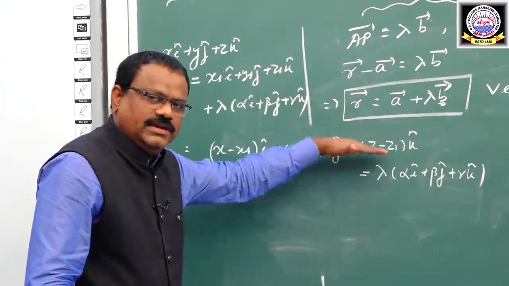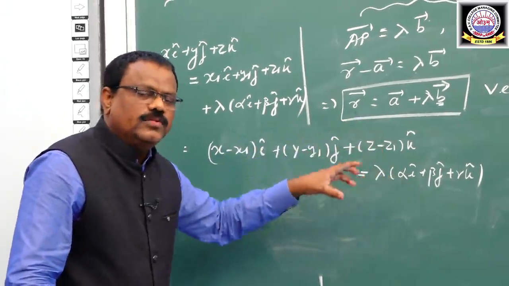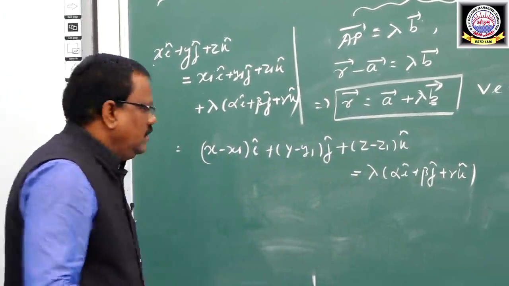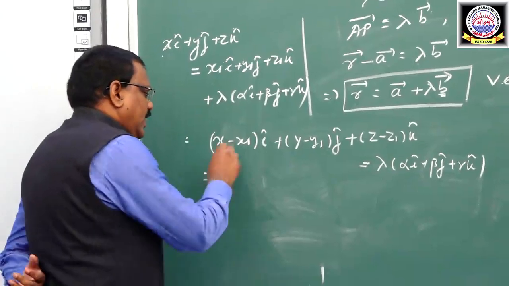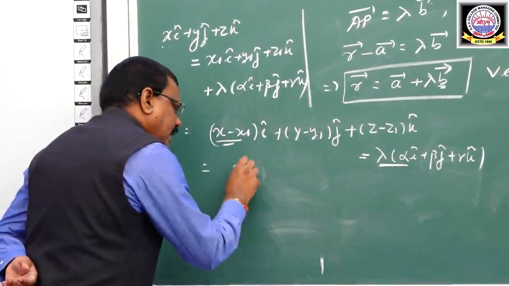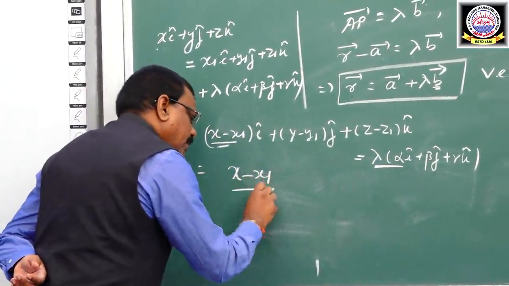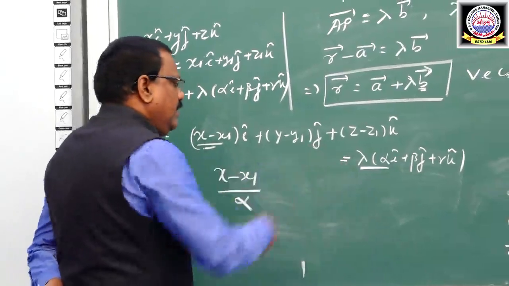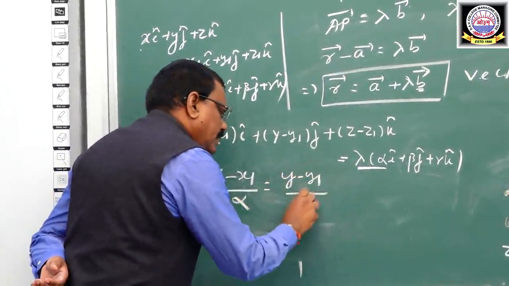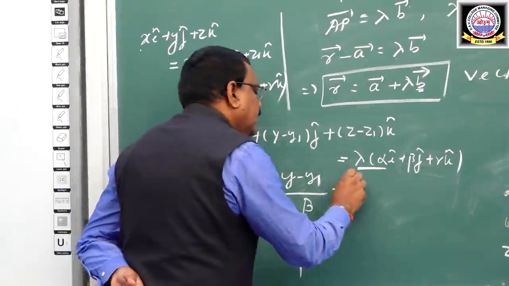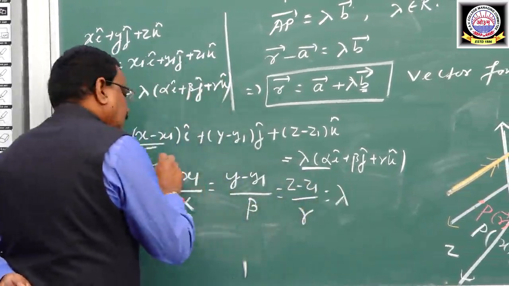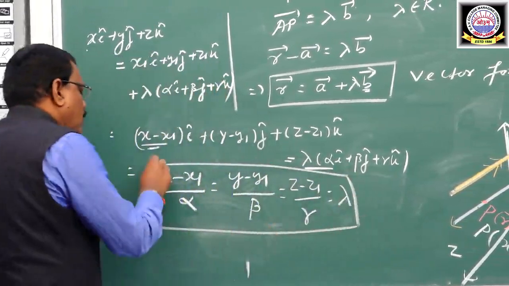The left hand side is one vector, the right hand side is another vector. If two vectors are equal, then their coefficients will be equated. So comparing the coefficients, I got x minus x1 is equal to lambda alpha, or x minus x1 by alpha is equal to lambda. Similarly, y minus y1 by beta, and similarly, z minus z1 by gamma, that is also equal to lambda.